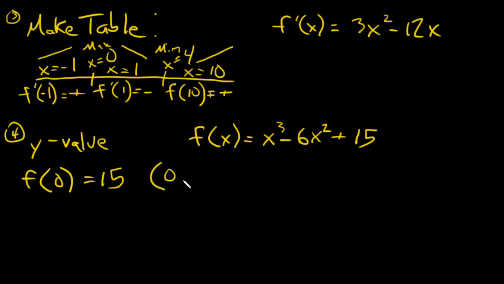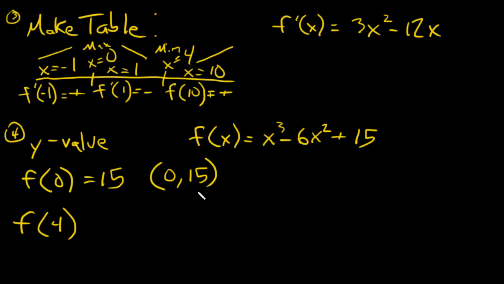So this point is going to be located at x equals 0, y equals 15. Okay, now I'll plug in the next critical number. This is supposed to be a min, so f of 4. Well, f of 4 is going to be 4 cubed, which is 64. I think that's right, yeah.